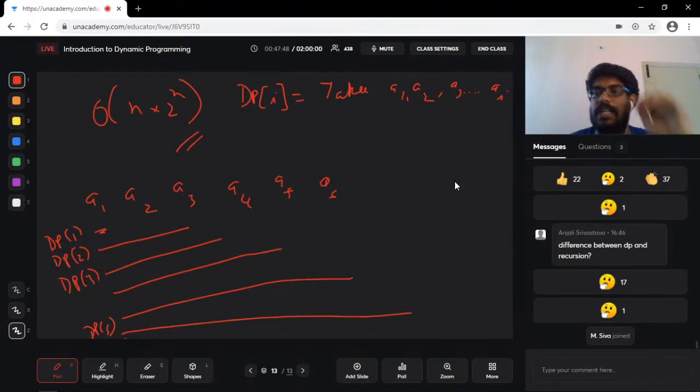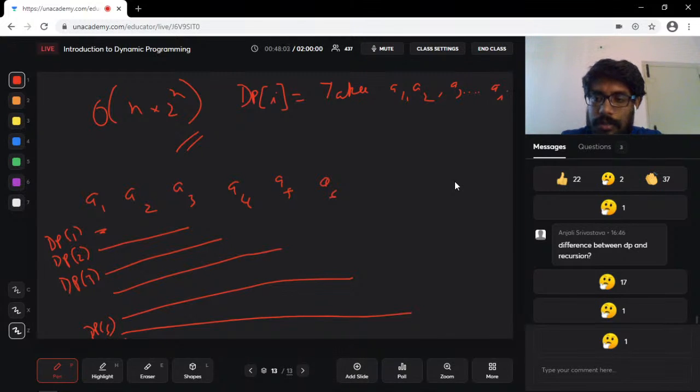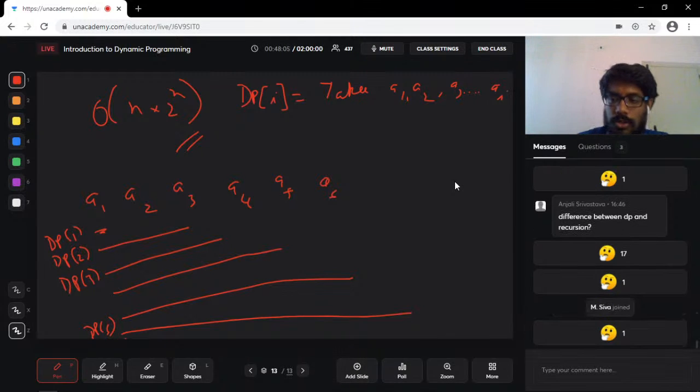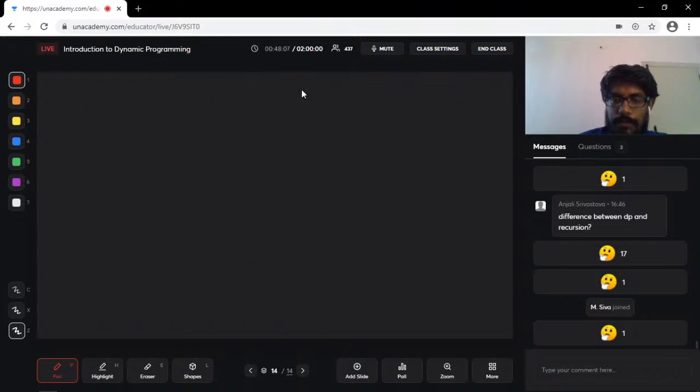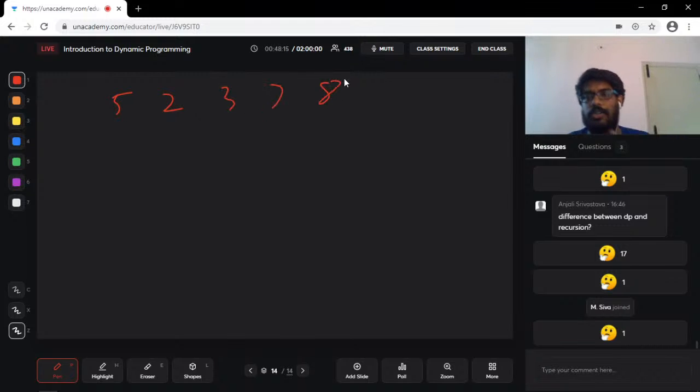So if I'm looking at DP of 3, I'm only looking at A1, A2, A3. A4, A5, A6, I totally forget about them, right? And just taking A1, A2, A3, I asked the same question. Whatever the original question was, I asked the same question but for the smaller instance. Okay. So suppose my array was 5, 2, 3, 7, 8. I don't know, some random thing.